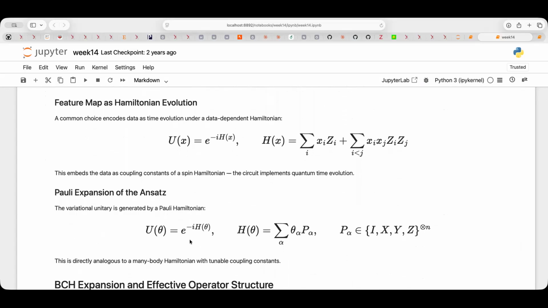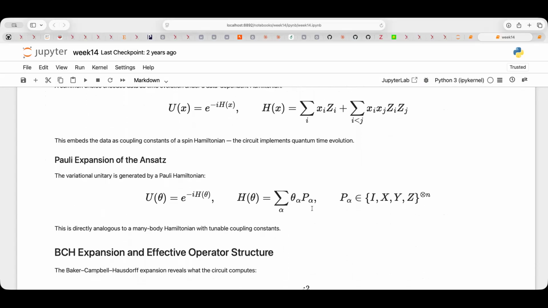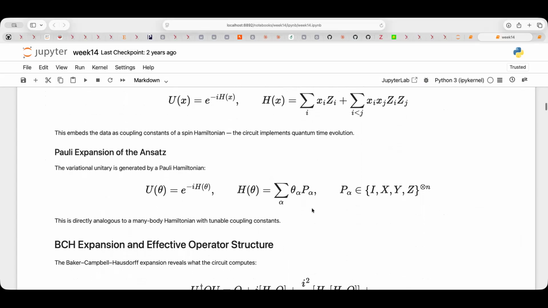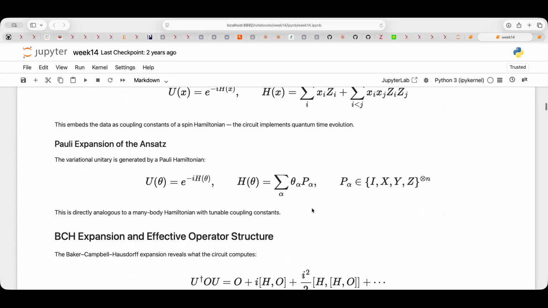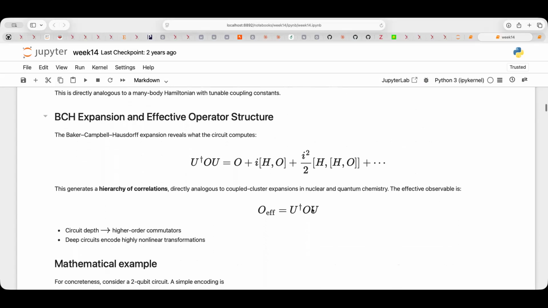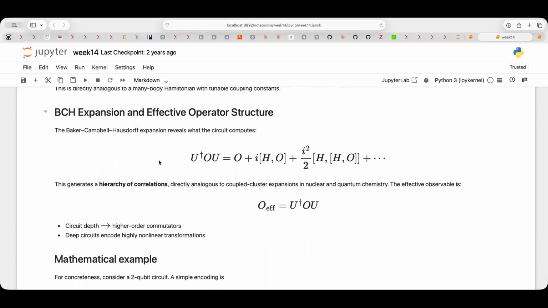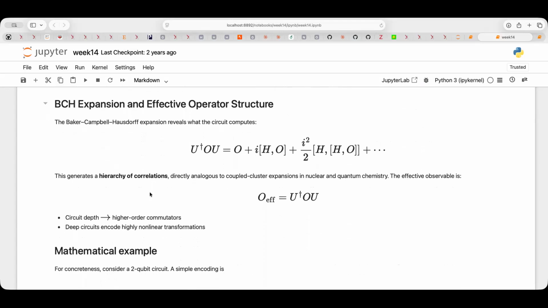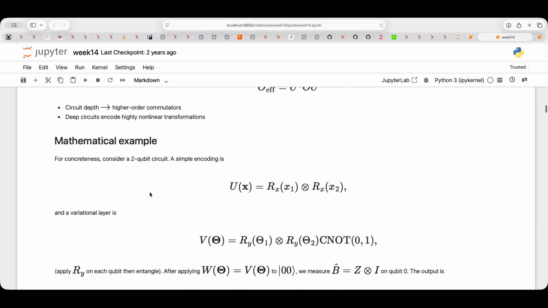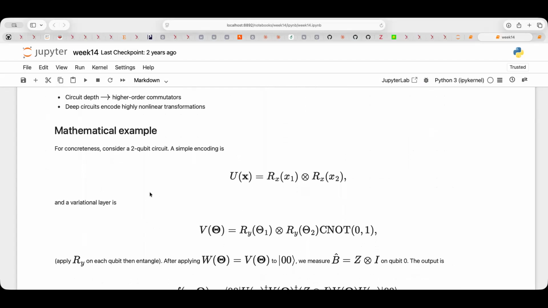And then the Pauli ansatz, the Pauli expansion of the ansatzes, are simply having a set of Pauli matrices plus some two qubit matrices which entangle the qubits. And then we have the Baker-Campbell-Hausdorff, which is often used to expand the functions.